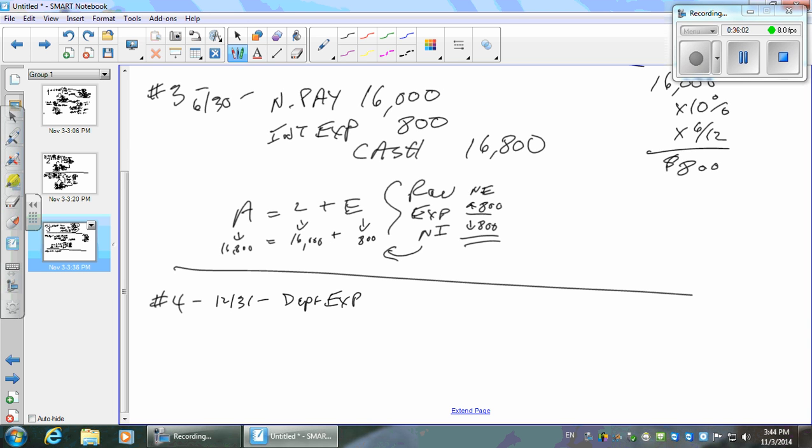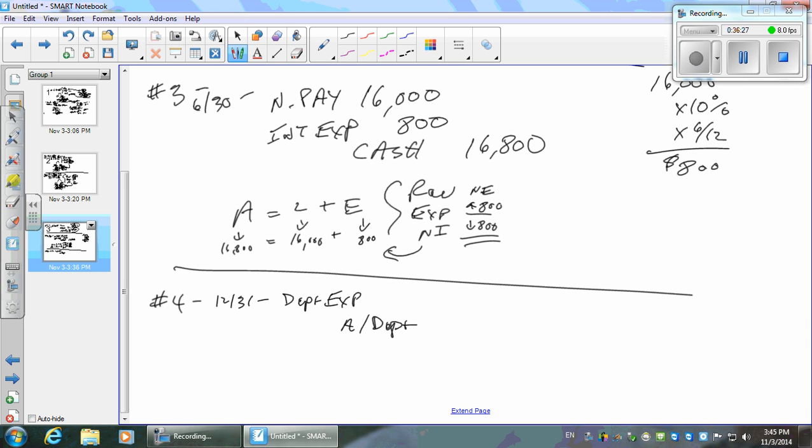Okay, great. All right, debit depreciation expense, credit what? Accumulated depreciation. Okay, good. All right, there we go. So that's how you do it, right? Increasing the expense account, which reduces net income, which reduces equity. And then it's crediting accumulated depreciation, which is a contra asset, which reduces assets, right?